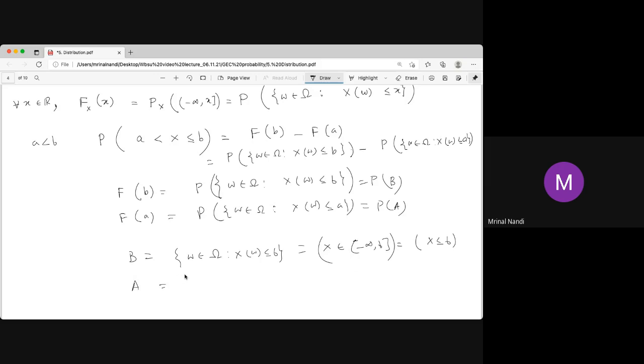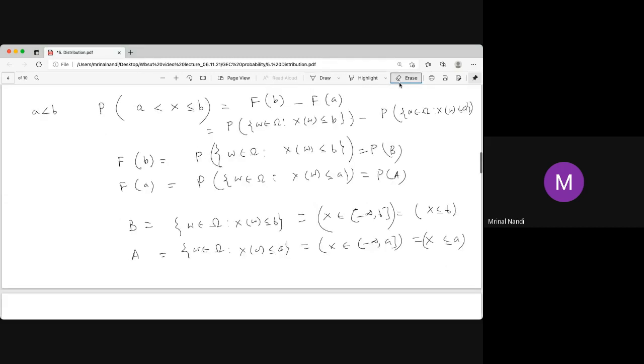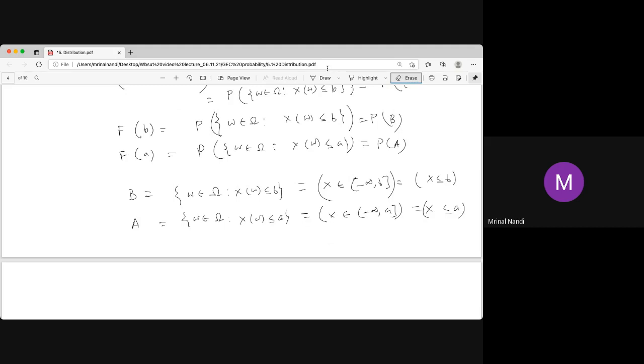Similarly, A_a is the set of all omega belonging to Omega such that X of omega is less than or equal to a, which you can also write in another notation. The first one is the actual mathematical notation, and the easiest way to write it is the short one. But X is a function and a is a real number, so a function cannot be less than or equal to or greater than a real number. That means this is the set of all small omega belonging to capital Omega such that X of omega is less than or equal to a.